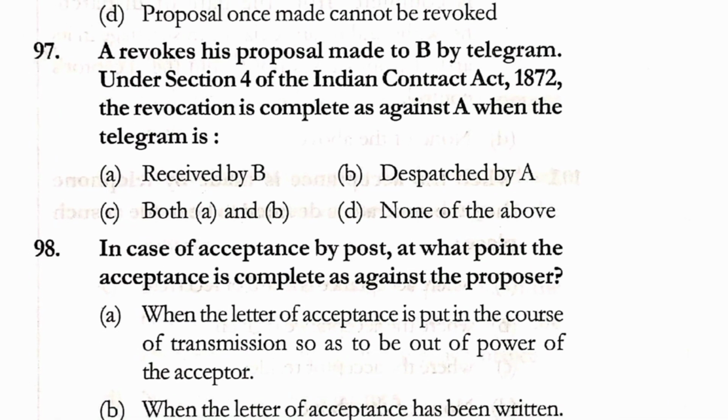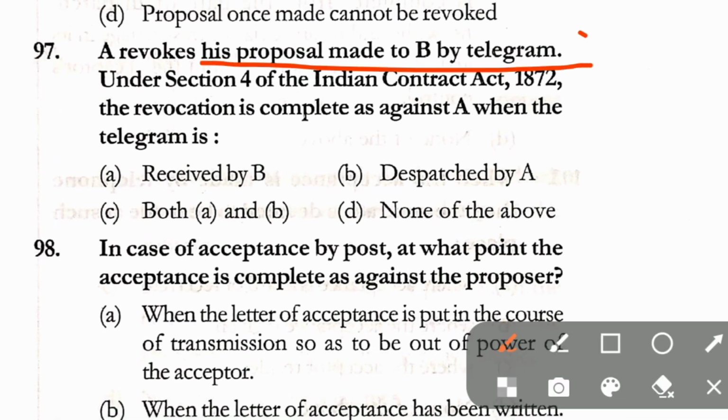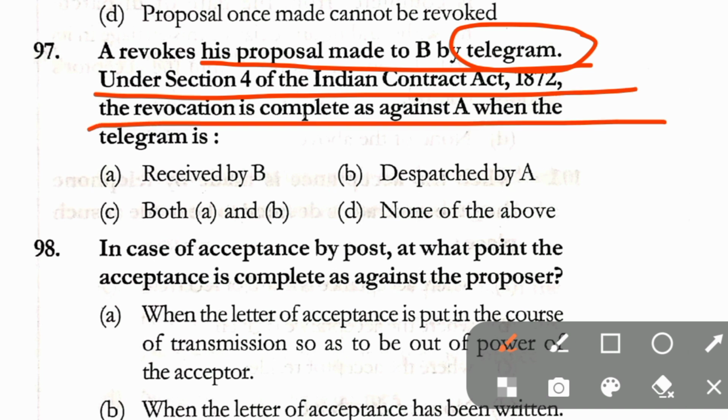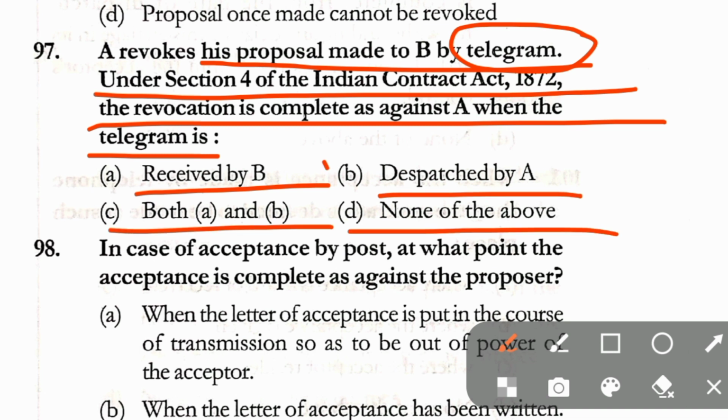Question number 97. A revokes his proposal made to B by a telegram. Under section 4 of the Indian Contract Act 1872, the revocation is complete as against A when the telegram is: option A, received by B; option B, dispatched by A; option C, both A and B; and option D, none of the above. The correct answer here is option B, that is, dispatched by A.